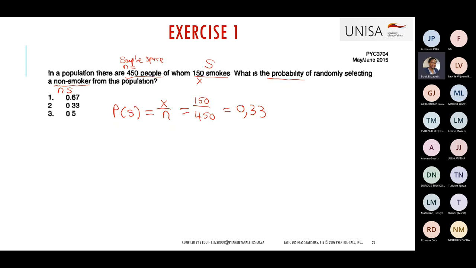So now they said we need to find the probability of non-smokers. So the probability of non-smokers is 1 minus the probability of smokers, because those who are not smokers are the complement of those who are smoking. Because if we are able to calculate those who are smokers, then we can find the complement of them, which are non-smokers. So 1 minus 0.33 is equal to 0.67, right? Did you get it right?